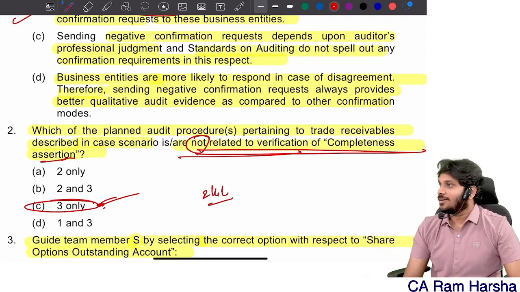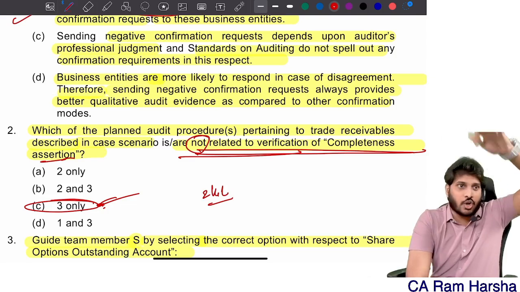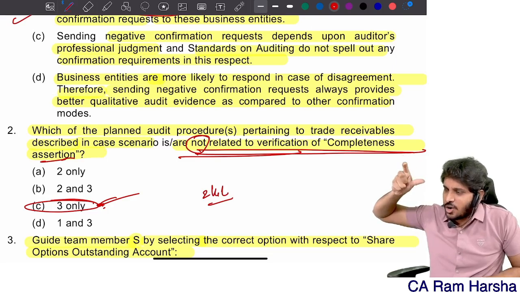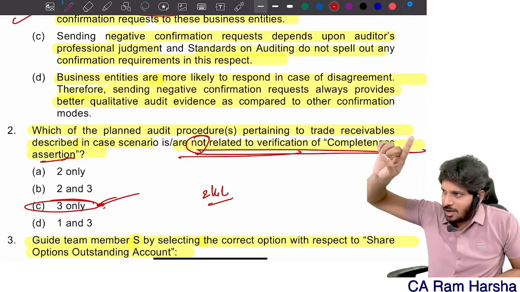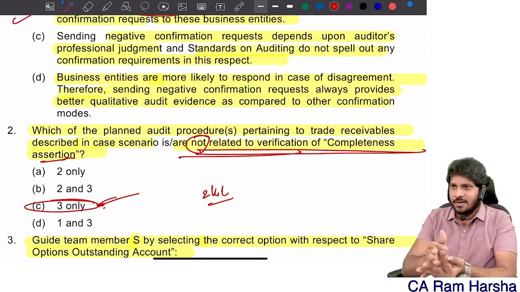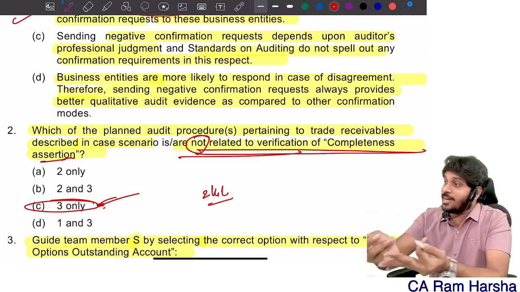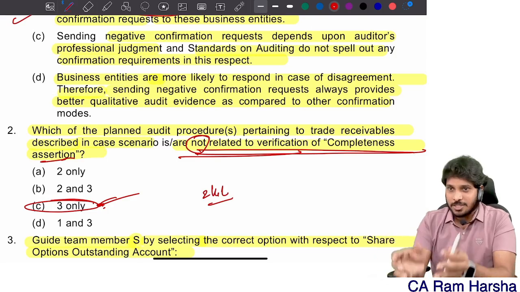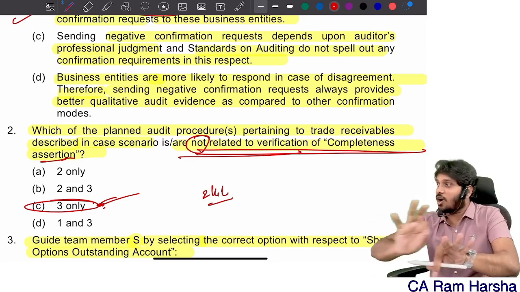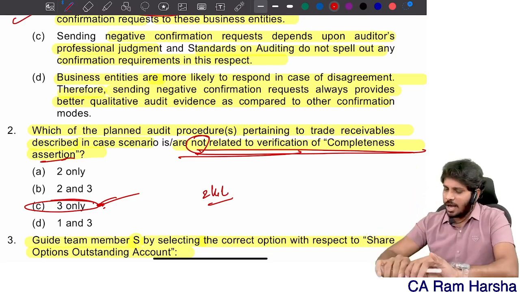Because 3 is movement in bad debt, that we generally don't do for completeness based on this logic. What is the logic? A bad debt will come into picture only when the sale is recorded. Sale is recorded means obviously trade receivable is recorded. If I am verifying so and so bad debt, which gives me an assurance that sale is recorded, trade receivable is recorded, why will I verify to ensure whether sale is recorded? Because the moment bad debt is there itself means trade receivable and sale are recorded. So that is not a right procedure to verify completeness of trade receivable. So on that logic, this is also right.